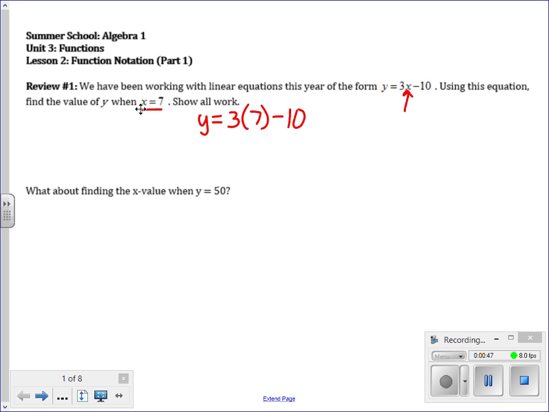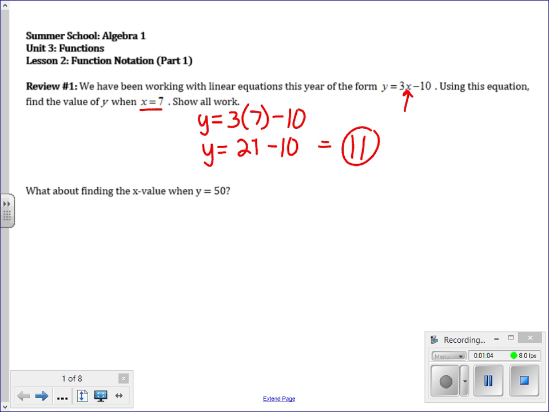Now all we have to do is simplify to find the value of y. We end up having y equals 3 times 7 is 21, not 27, 21 minus 10, which equals 11.